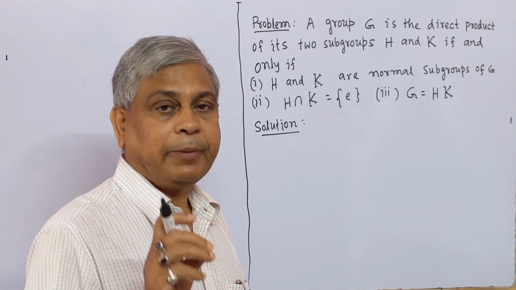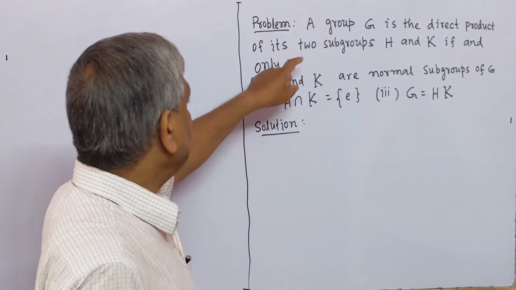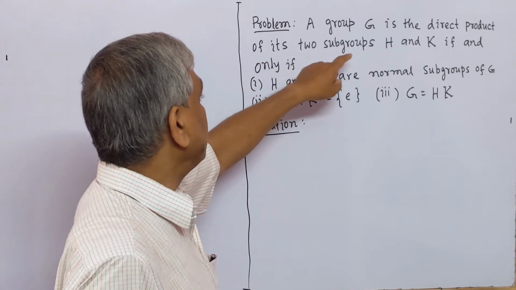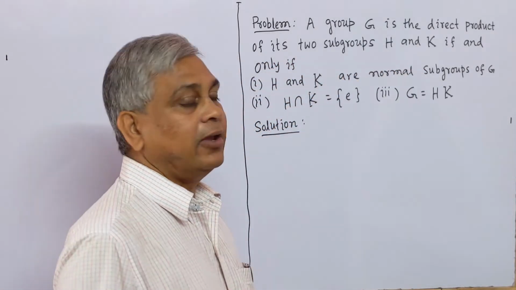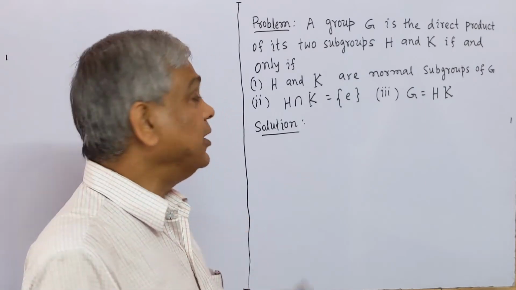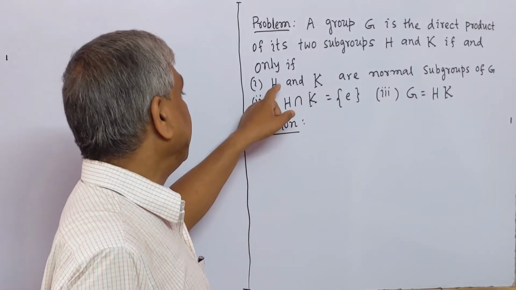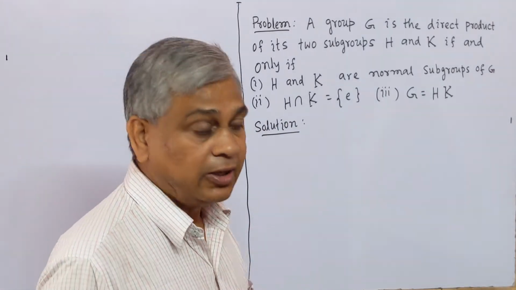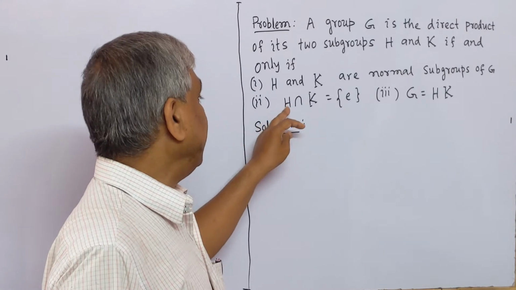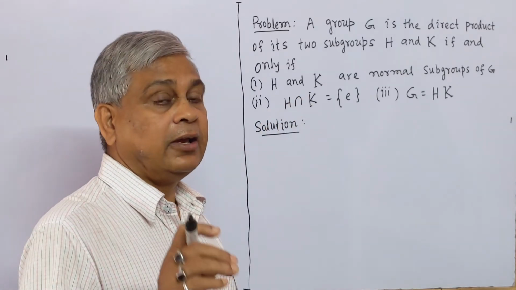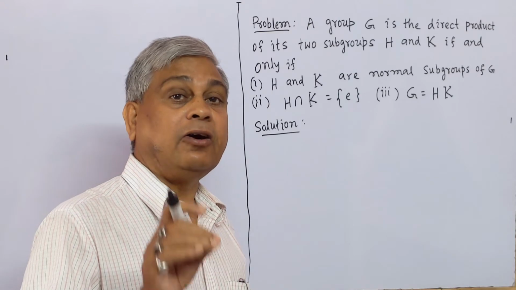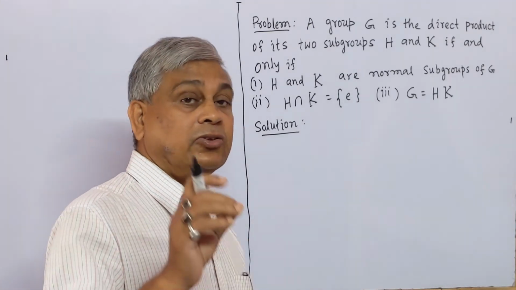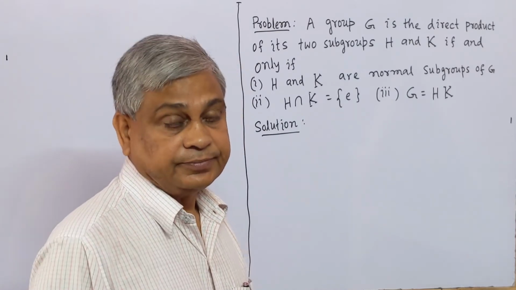Now we solve a problem. The problem is: a group G is the direct product of its two subgroups H and K if and only if, number 1, H and K are normal subgroups of group G; number 2, H intersect K is equal to a set containing only the identity element; number 3, G equals HK.